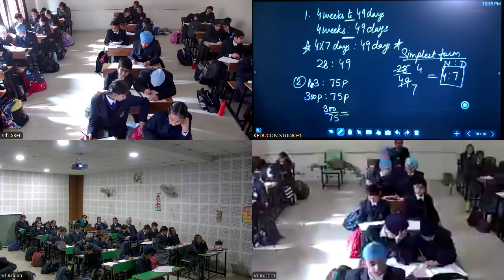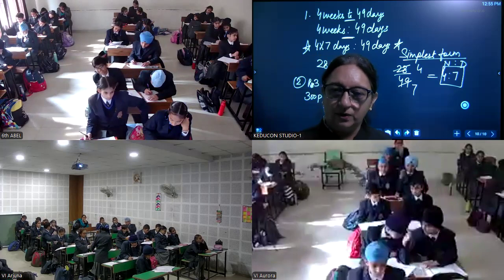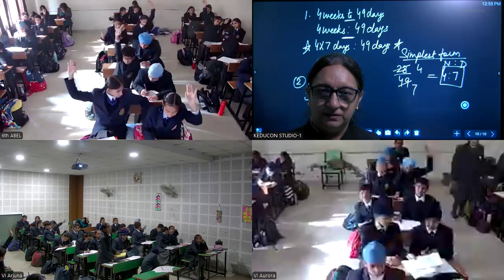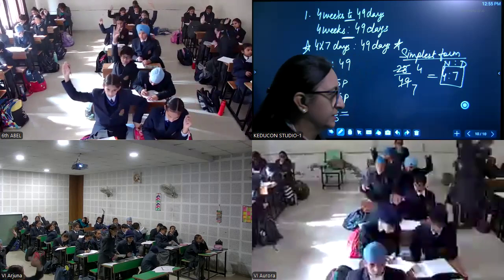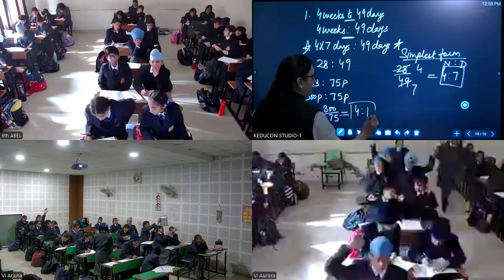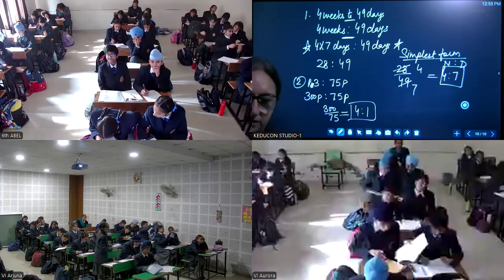Is it coming out to be 4:1? Raise your hand who have got 4:1. Yes, 4:1 is the correct answer. This is 4:1. Numerator ratio denominator. Please remember.